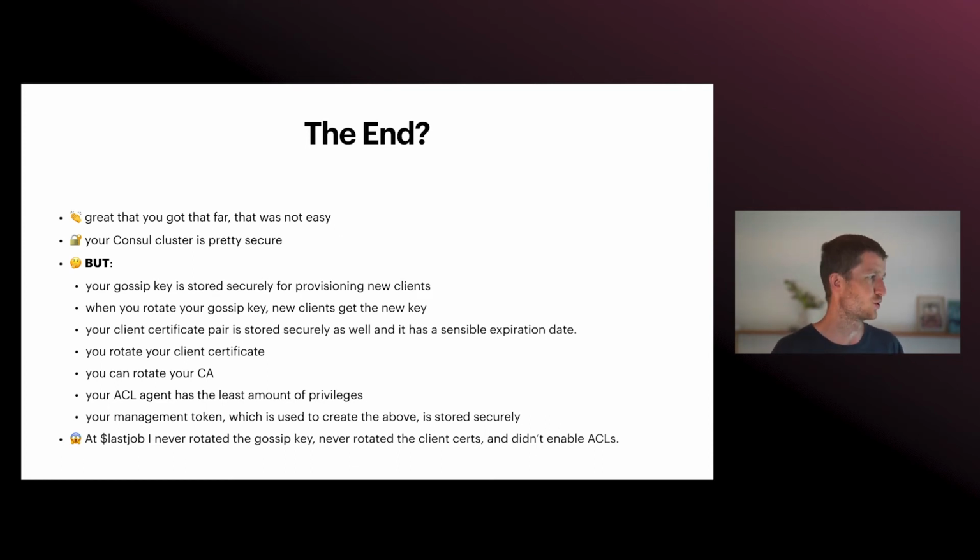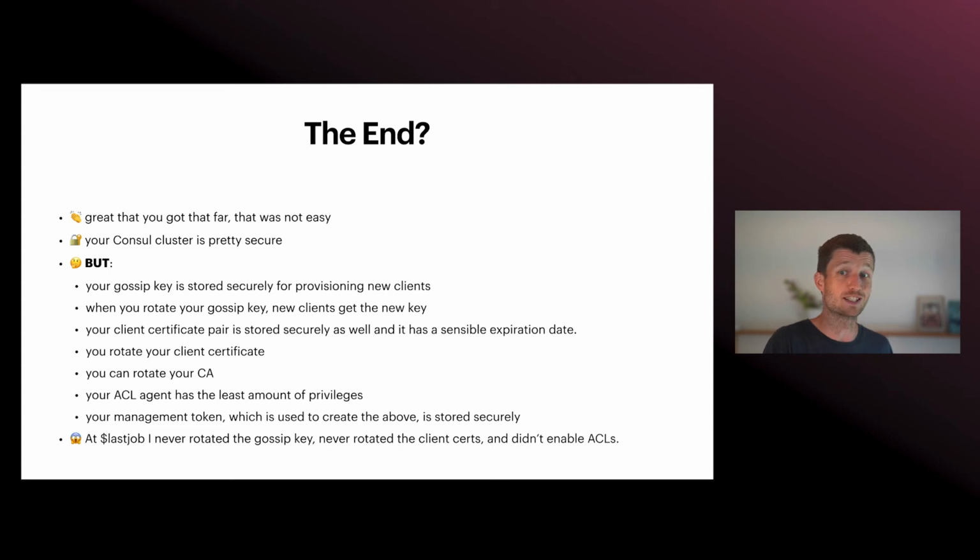And because you were doing all these things properly, you chose a sensible expiry date for your client certificates. That means they're expiring, and that means you need to renew them. Like, how do you do that, right? Did you ever think? I mean, few people ever think about that, but you also might want to rotate your Consul CA. Like, is that even possible?